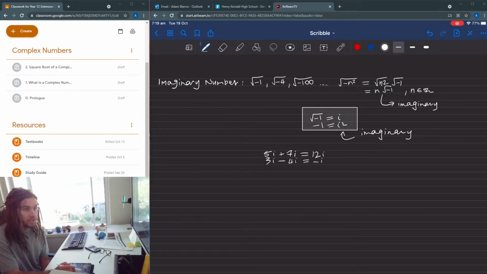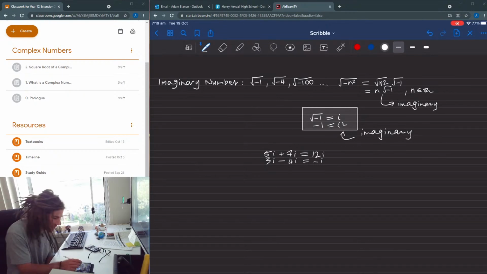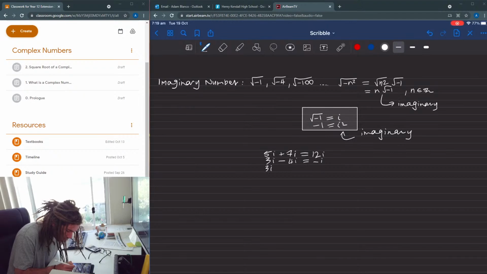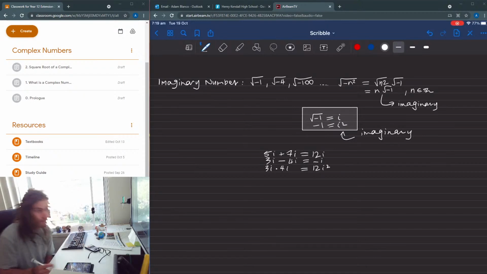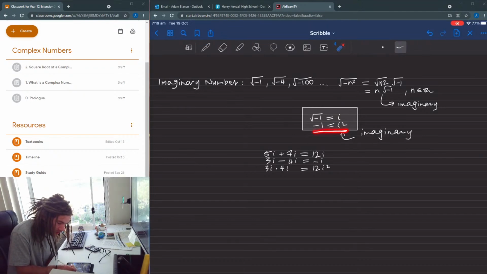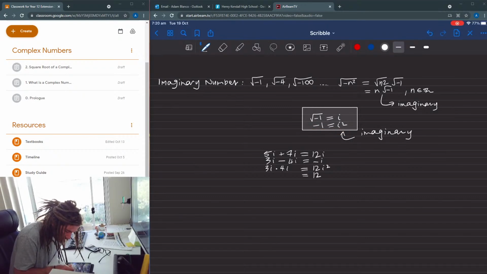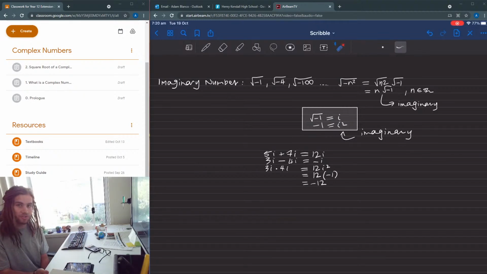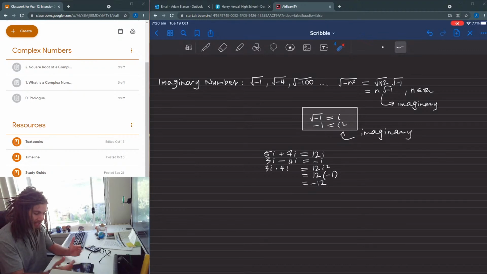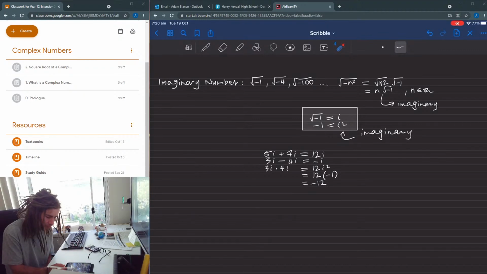And multiplication we already know works. If I found the product 3i times 4i, that's going to be 12i squared. And I already know what i squared is: minus 1. So I'll go a step further and say that this is 12 times minus 1, which is minus 12. There are so many things we can do with these now that we know they exist, and we can start simplifying things in different ways.